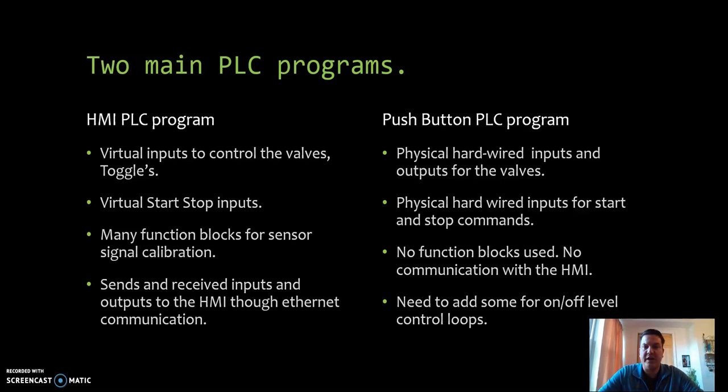All right, the two main PLC programs. We have the HMI program, which has virtual inputs that control the valves. Those are all labeled toggles, so toggle 01, toggle 02, toggle 03, and toggle 04 are associated with controlling the solenoid valves. This program also has virtual start and stop inputs. Many function blocks for sensors and signal calibration are used, and then we send and receive inputs and outputs to the HMI through Ethernet communication. So that's the reason why we don't see as many hardwired inputs as we will with the push button control.